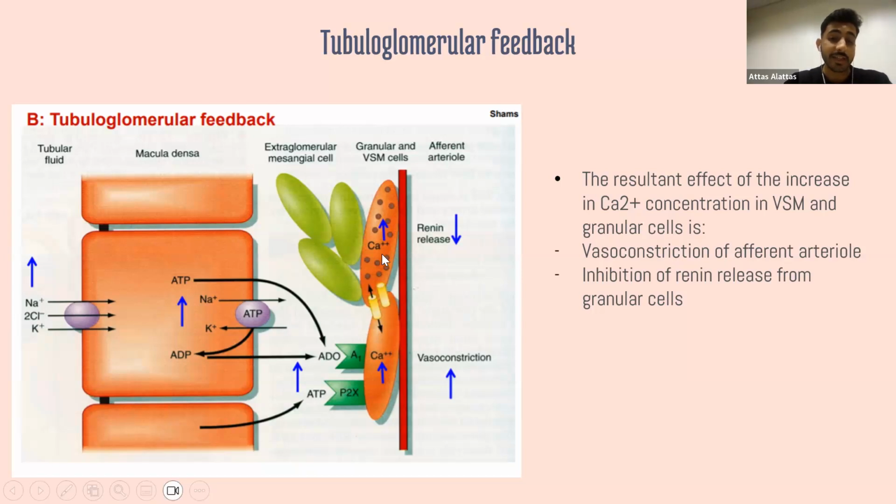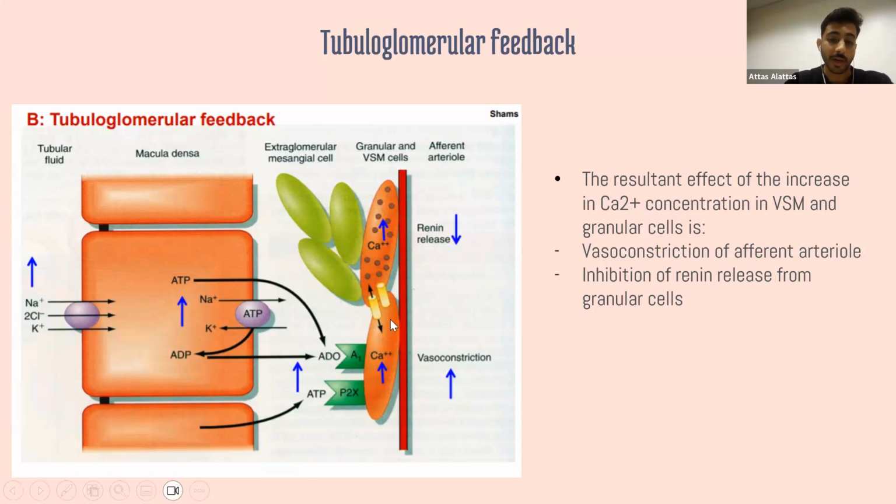Also, because calcium is increased, these are the vascular smooth muscles, and these are the granular cells. Granular cells have vesicles that contain renin molecule. Because calcium is increased in the granular cells, it will decrease renin. I will explain in the next slides the importance of renin. But renin mainly will activate the renin-angiotensin system, and it will cause more fluid to be reabsorbed. And that's what you don't want to do.